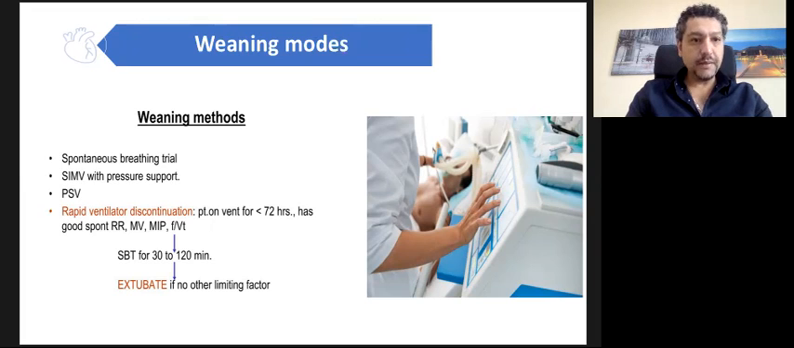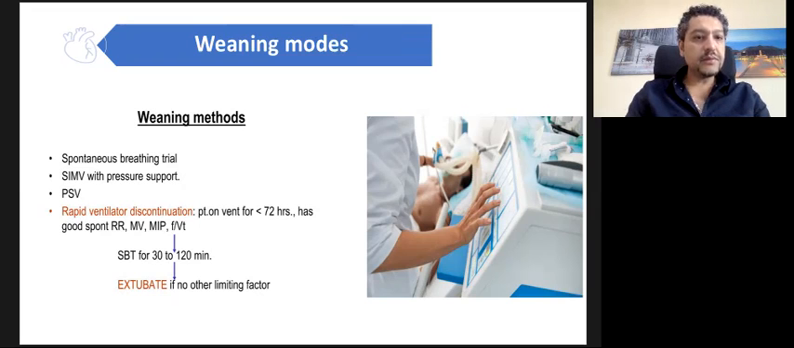Second is the SIMV with pressure support. Remember very well that we have to avoid using the SIMV mode as a standalone mode for weaning without pressure support. We will go through this in detail later on. Third is the pressure support ventilation, which in some ventilators, like the Bennett 840 model, is called spontaneous mode with pressure support.